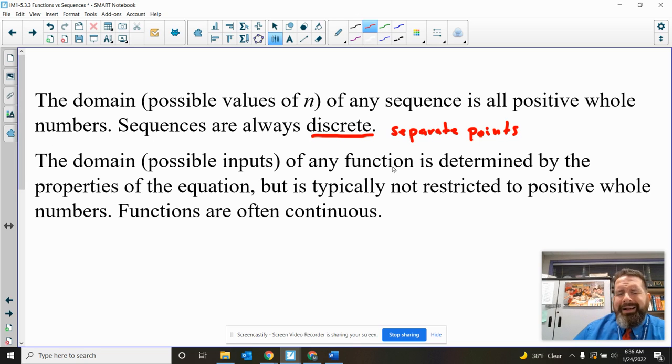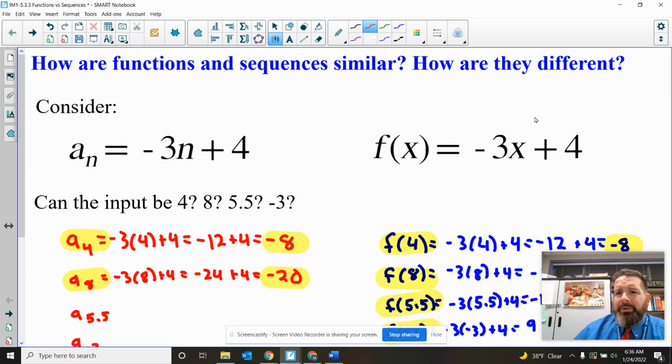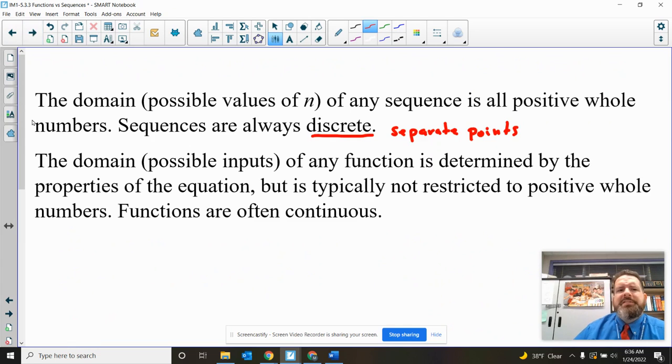For any other function, so for any other equation that's not specifically a sequence, the domain is determined by the properties of the equation. Very often, that just means you're allowed to use any number. There you go. Typically, that means the domain, the inputs you can use, is not restricted to positive whole numbers only. You can use decimals, you can use negatives pretty much all the time. And functions, a lot of the time, are continuous. So continuous just means unbroken.